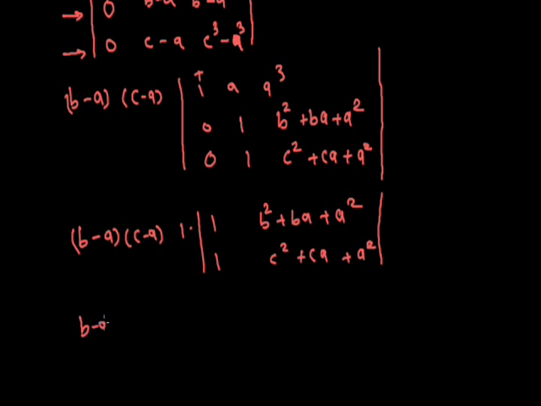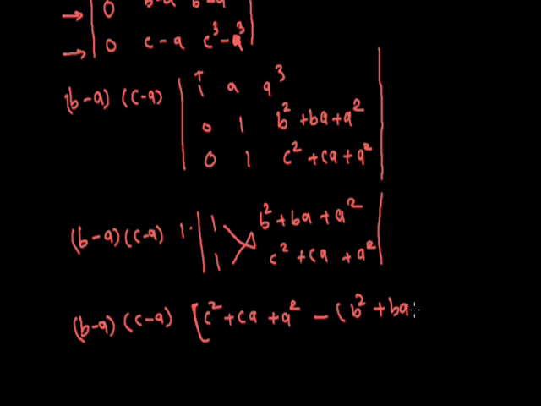B minus A, C minus A. Now simplify this determinant. It is now C square plus CA plus A square minus B square plus BA plus A square. B minus A.